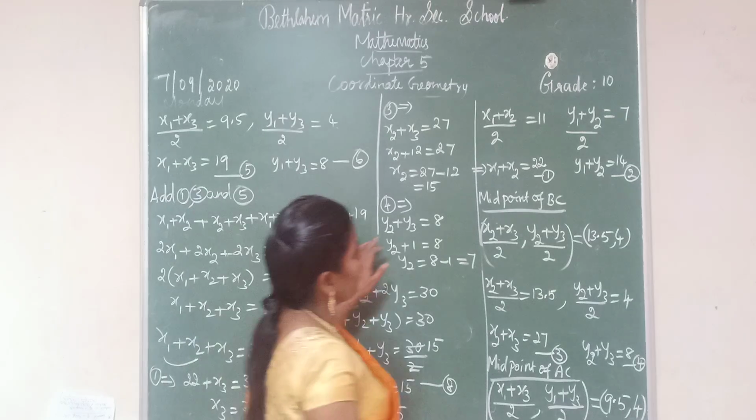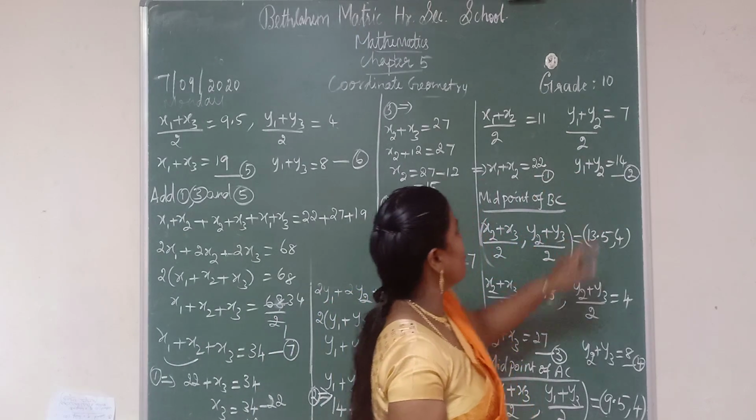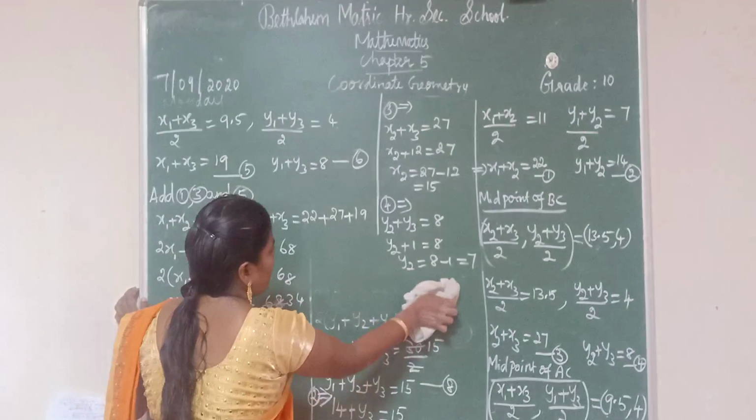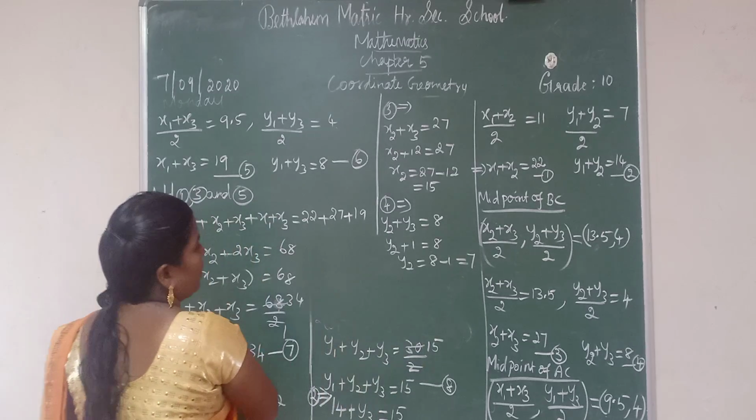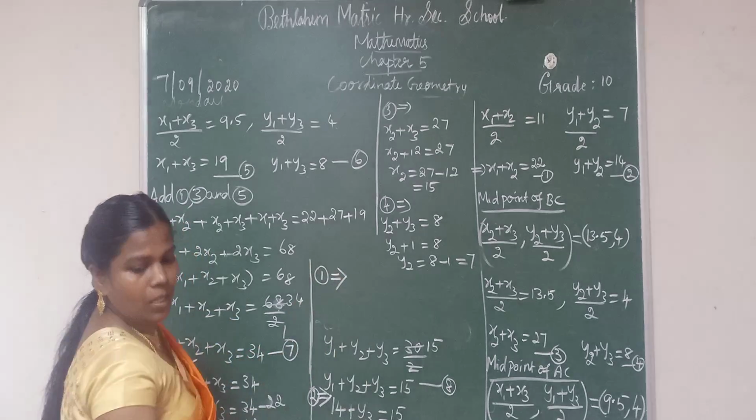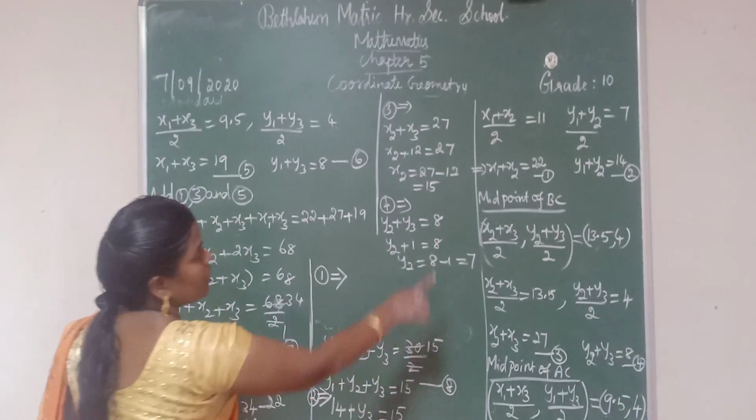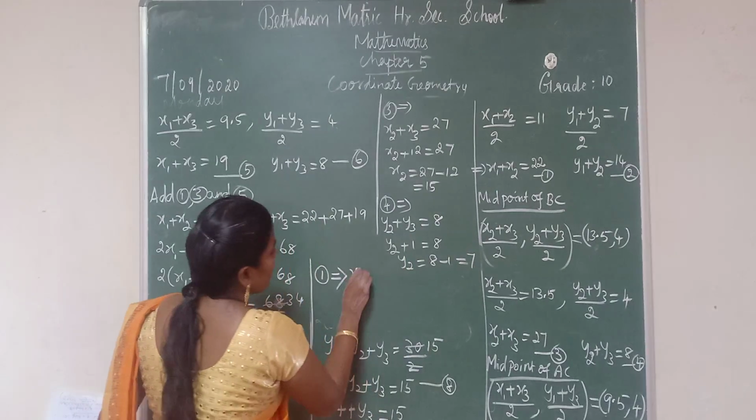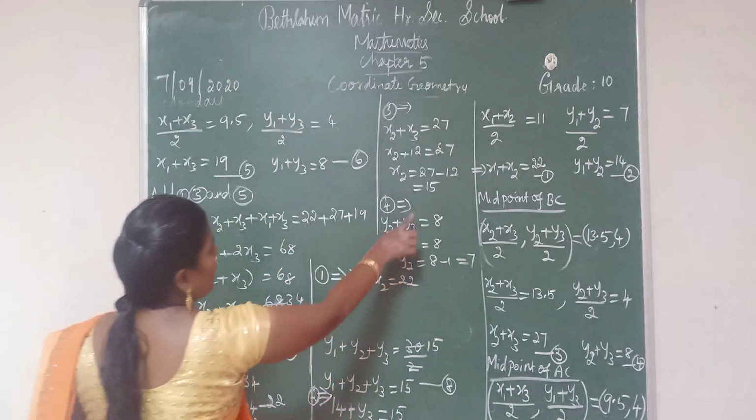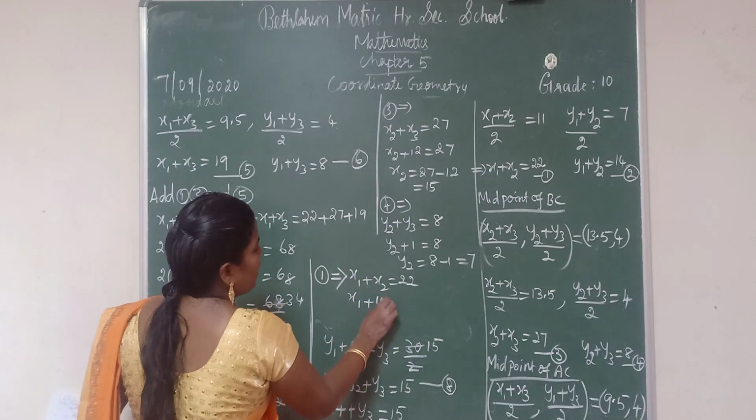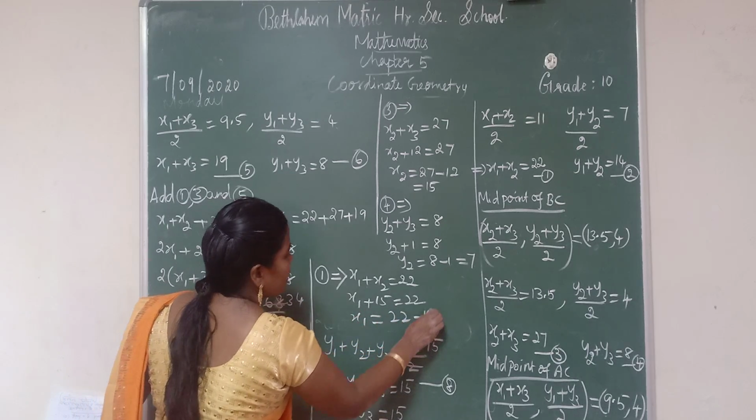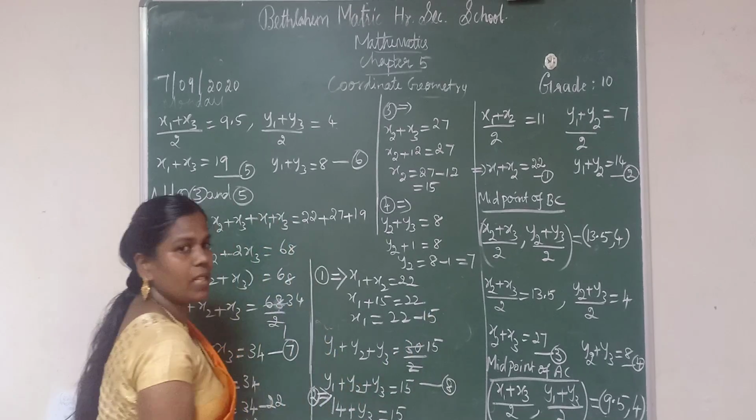So to find x1 and y1, take the equations 1 and 2. Listen carefully, equation 1, what is the equation 1? x1 plus x2 is equal to 22. We have x2 value 15. So x1 plus 15 is equal to 22, which implies x1 is equal to 22 minus 15. What is the value of 22 minus 15? 7.